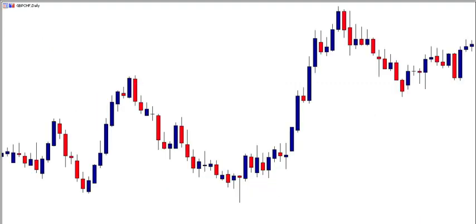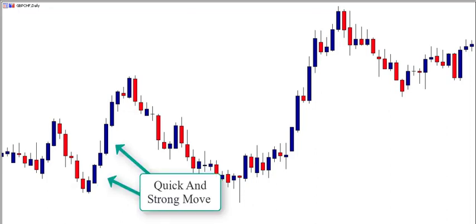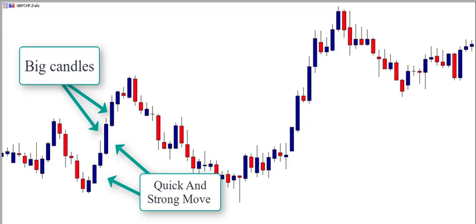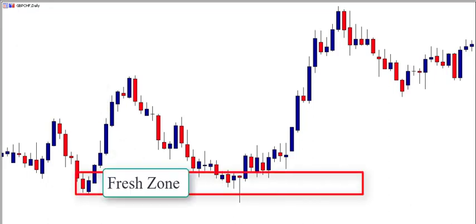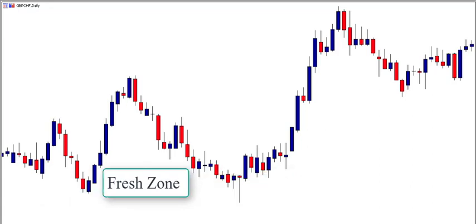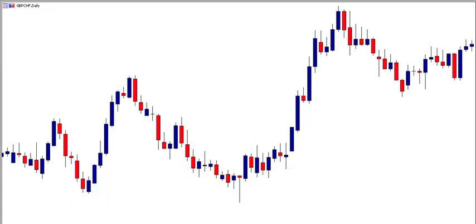Look at another example. This is the pound Swiss franc daily chart. This is the drop, base, rally demand zone. Let's evaluate the zone. As you can see, the move is quick and strong. The candles are big. The zone is fresh because it has not yet been tested. The previous resistance level is broken. To evaluate the risk to reward ratio, you should draw the demand zone. So the basing candle, as you can see, is this piercing pattern.